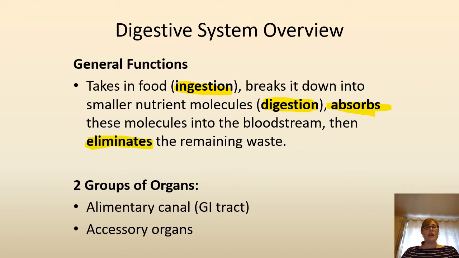I already mentioned that we have two groups of organs: the alimentary canal and the accessory organs. The alimentary canal is also known as the GI tract, not track, it's tract, like duct tape. It's one big canal all the way through, and the accessory organs are going to be adding things into that one canal.